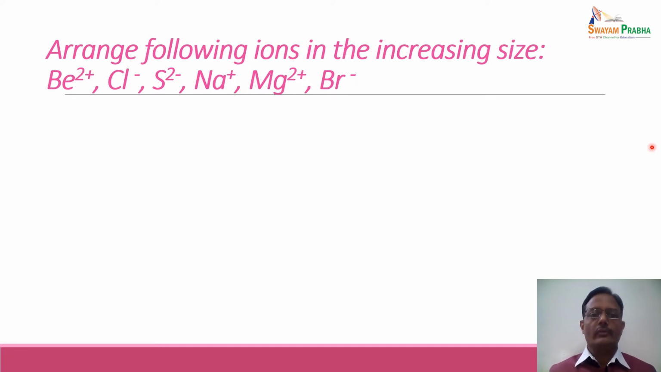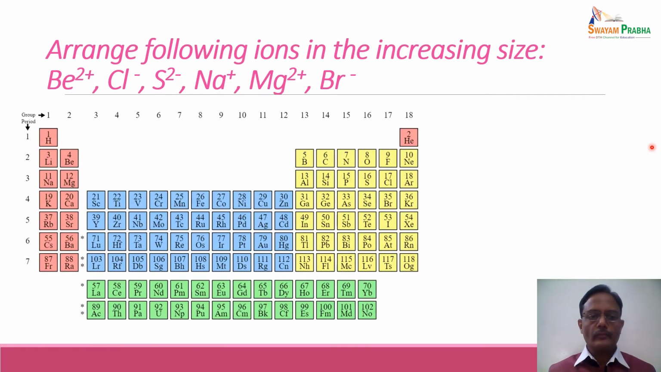Now firstly we will have to consider the position of these elements in the periodic table. If we observe the periodic table carefully, we can see the position of beryllium. It is present in the second group in the alkaline earth metals. Next element is chlorine. This chlorine is present among the halogens in group 17. Next element is sulfur. This sulfur is present just previous to chlorine in group 16.